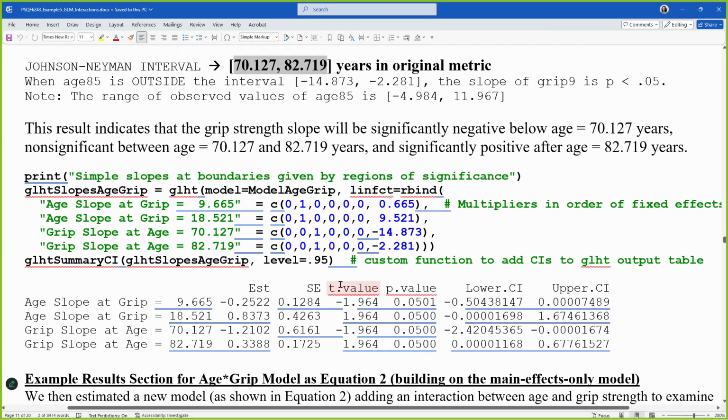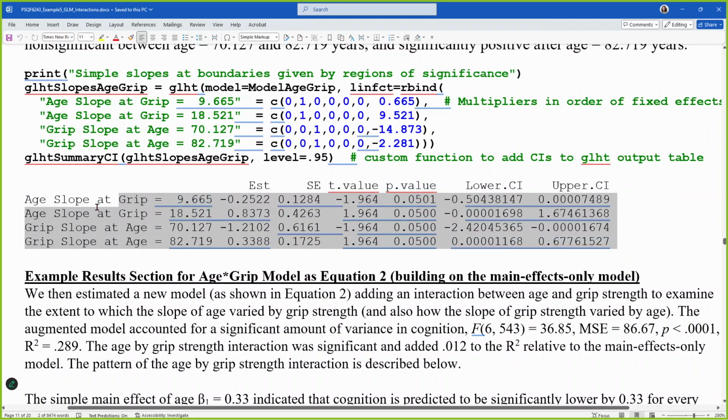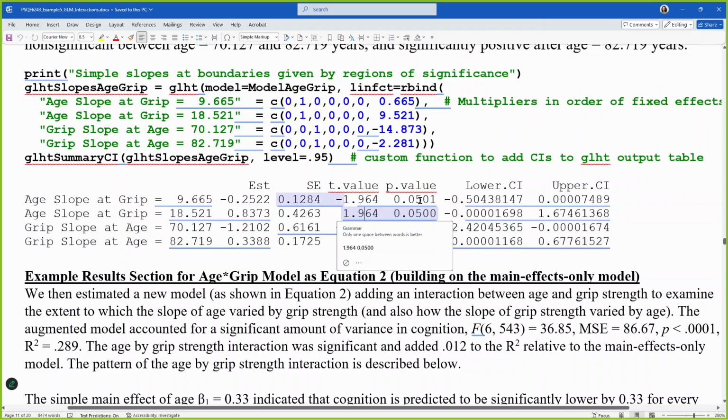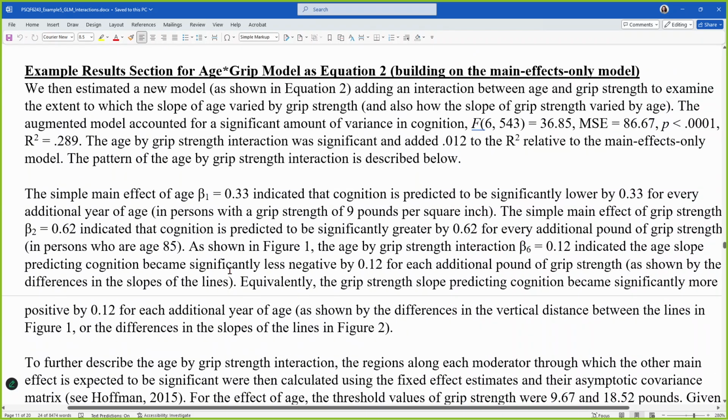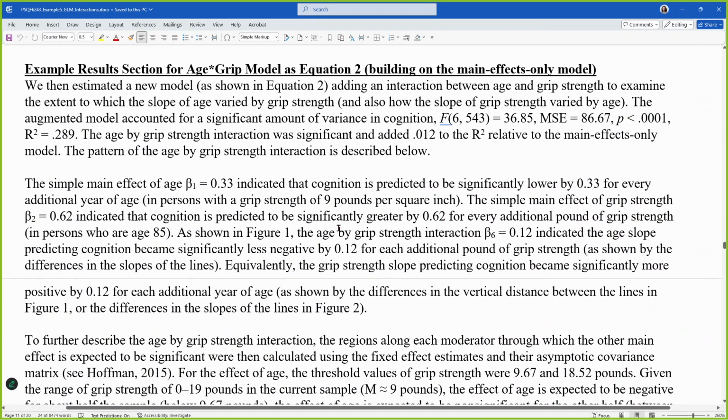So those are regions of significance, and then here's the output just demonstrating that it works. So the program then renders the values where P is 0.05. So we have, these are the two for age, and these are the two for grip. And then I have a very extended results section right here.